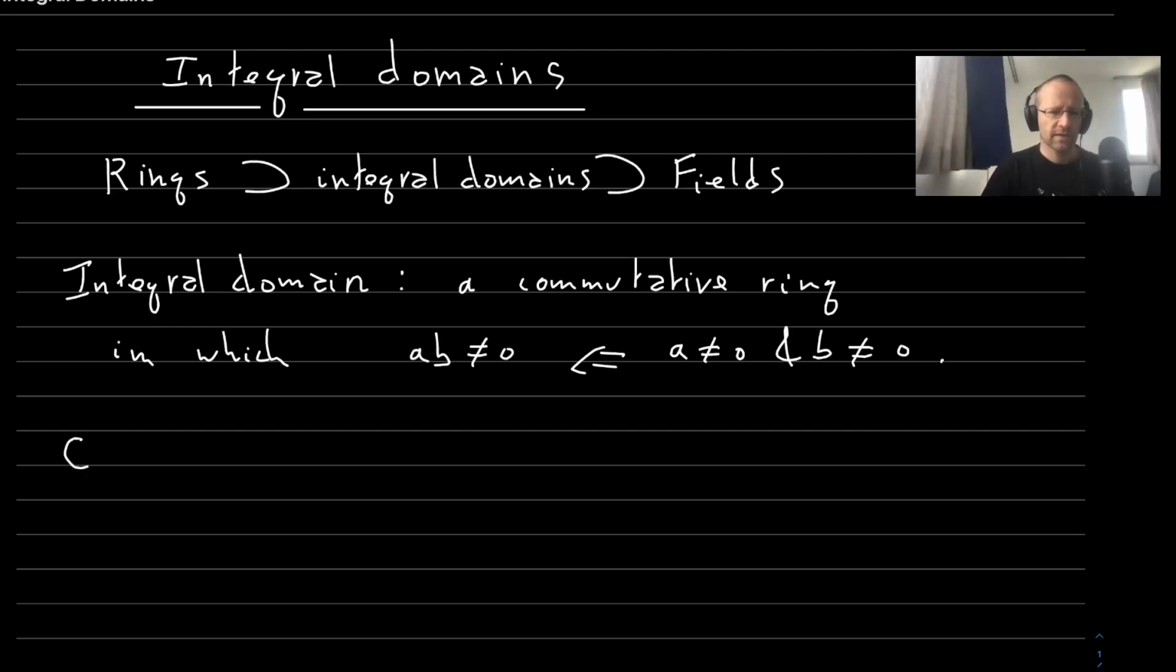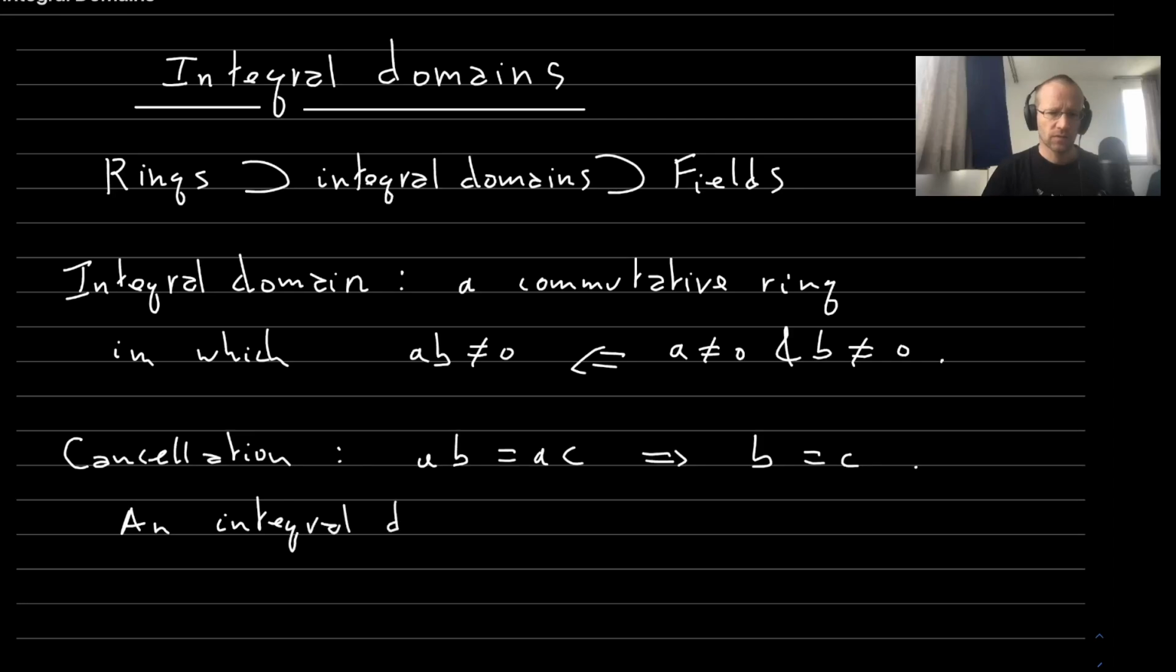This implies the cancellation property, which says that if A times B is A times C, then B is C. This is using the distributivity in the ring. And an integral domain is always a subring of a field, which we will construct shortly.